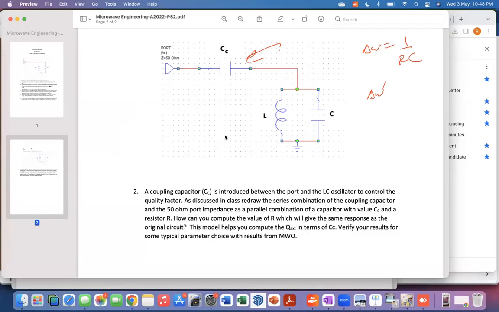I discussed, draw the series combination of the coupling capacitor. So what is that talking about? It's basically talking about the circuit seen from this point of view. From this point of view, you have a capacitor and then you have a resistor to ground. Okay, this is what the LC oscillator is seeing. This is the dissipative part of the circuit.